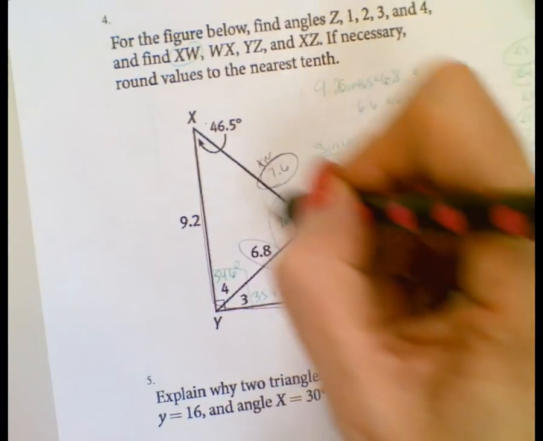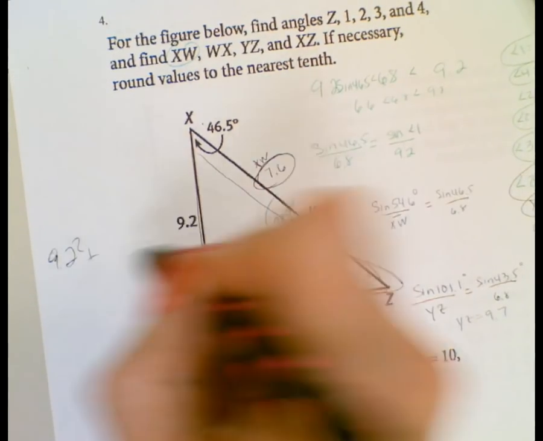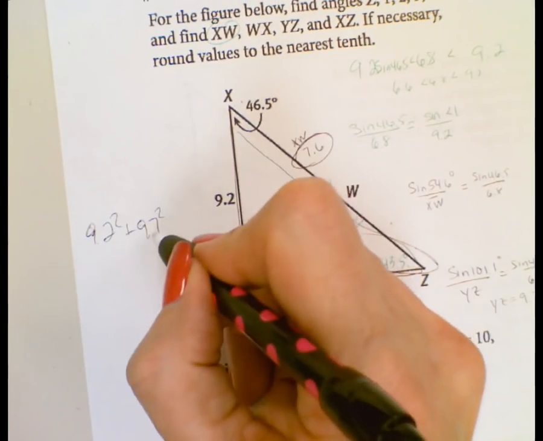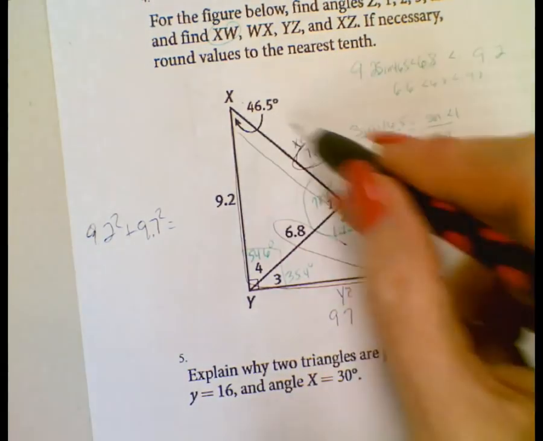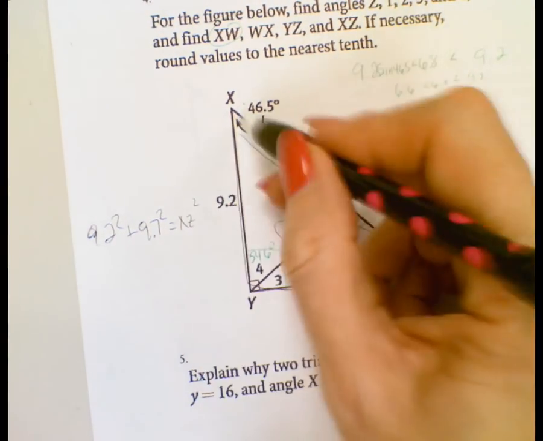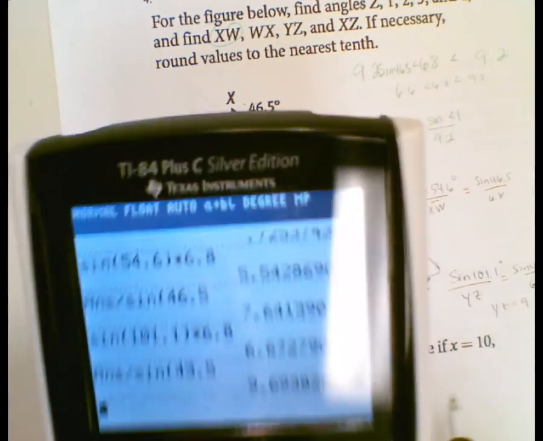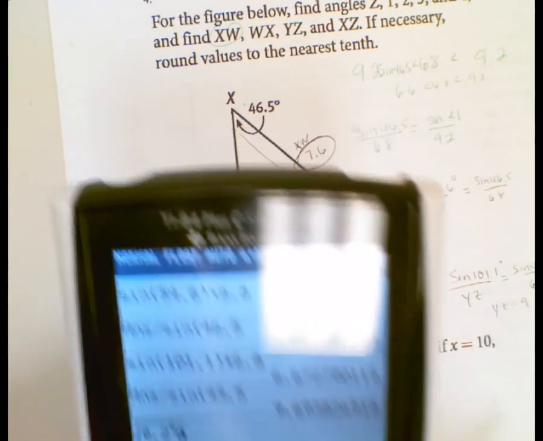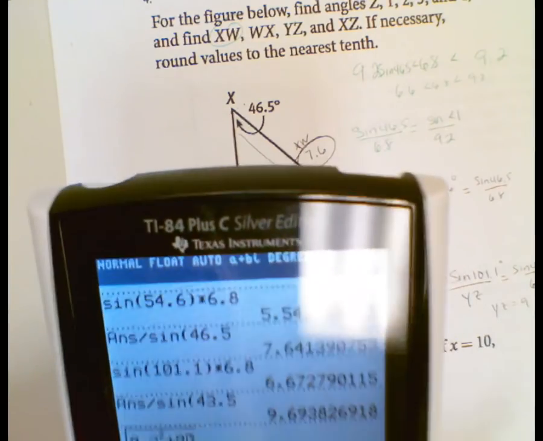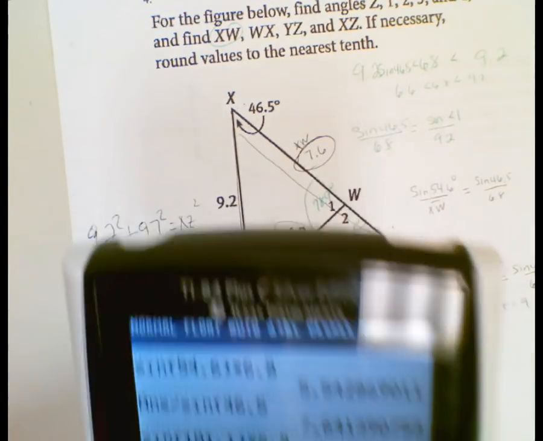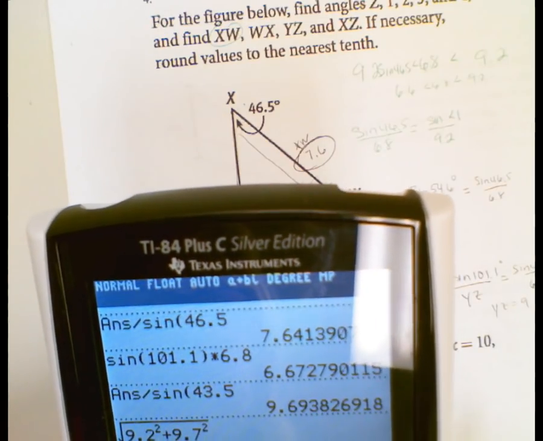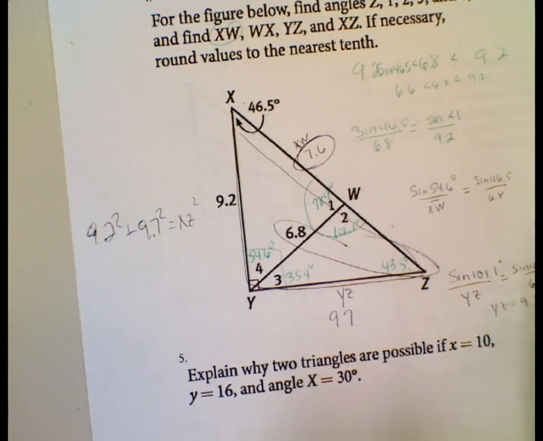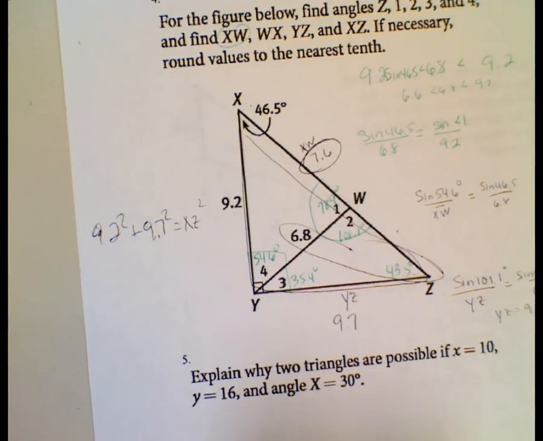Do you see this? So we got 9.2 squared plus 9.7 squared equals XZ, the whole hypotenuse over here, squared. Let's do the square root of 9.2 squared plus 9.7 squared. Is that everything? Yes. Okay. We're all square. 13.4. You may get a slightly tenth of a difference if you do it the other way, but I decided to do the Pythagorean theorem since it is a big right triangle.